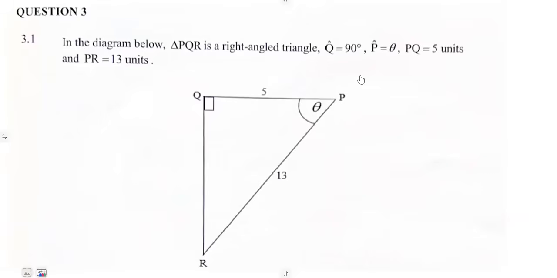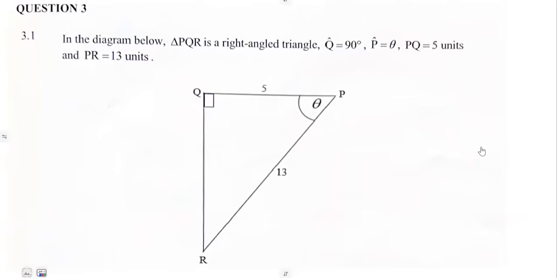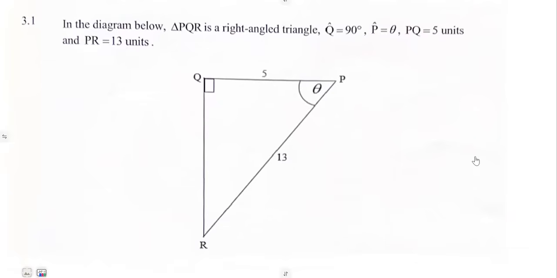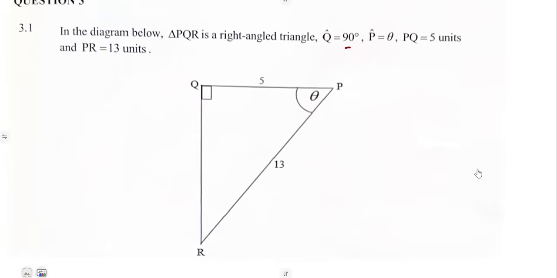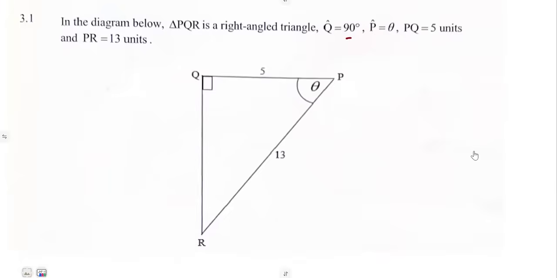So let us consider question number 3. There we are given 3.1. In the diagram below, we have triangle PQR, which is right angled at Q, as Q is 90 degrees. Angle P is theta. And PQ is 5 units and PR is 13 units. So that was the information that we had on our diagram.